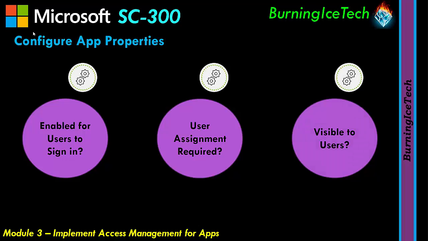Now, that one, if it's turned on, it determines whether users can actually see the assigned application in the My Apps or the Microsoft 365 App Launcher. So that last one, which basically says visible to users, if you go and turn that one off, it doesn't mean users can't access the application. It does not mean they can't sign in. They'll still be able to access it. They'll still be able to sign in. They just won't be able to see it, for that matter.